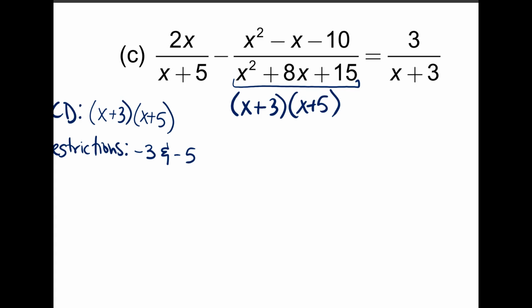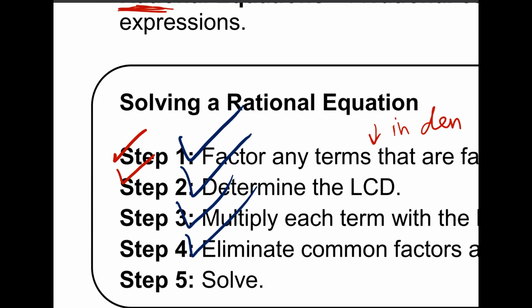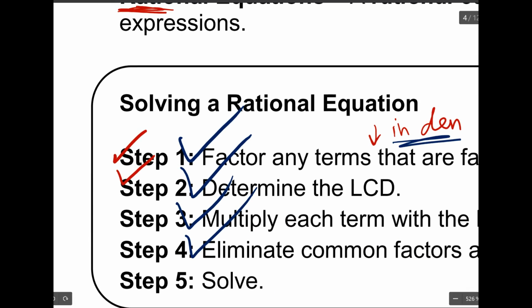Step 2, determine the least common denominator. Step 3, multiply each term with the least common denominator. Step 1 is factor any terms in the denominator that are factorable. We don't need to do the numerator. I can just leave it. I just want to factor the terms in the denominator.